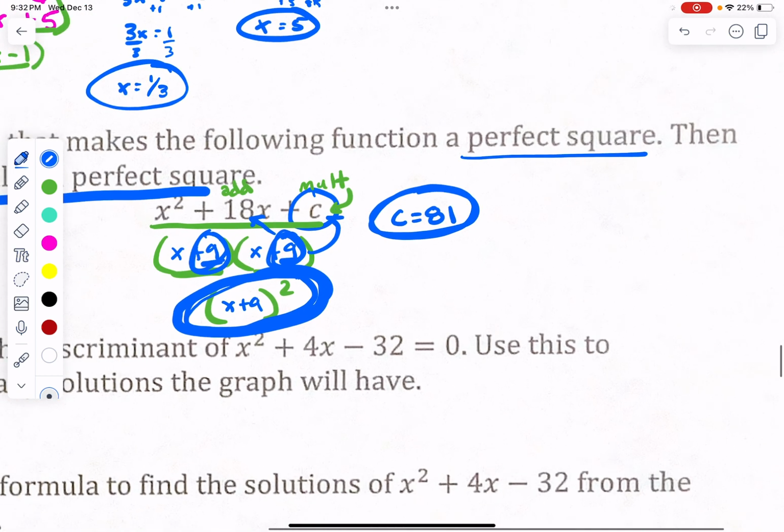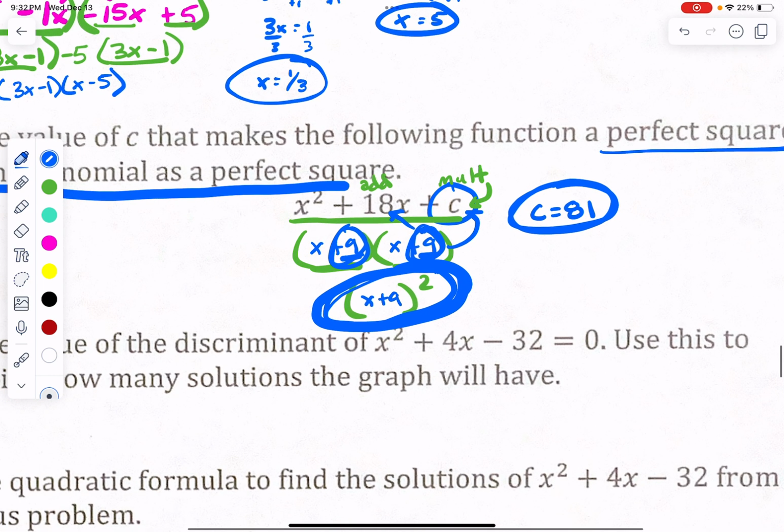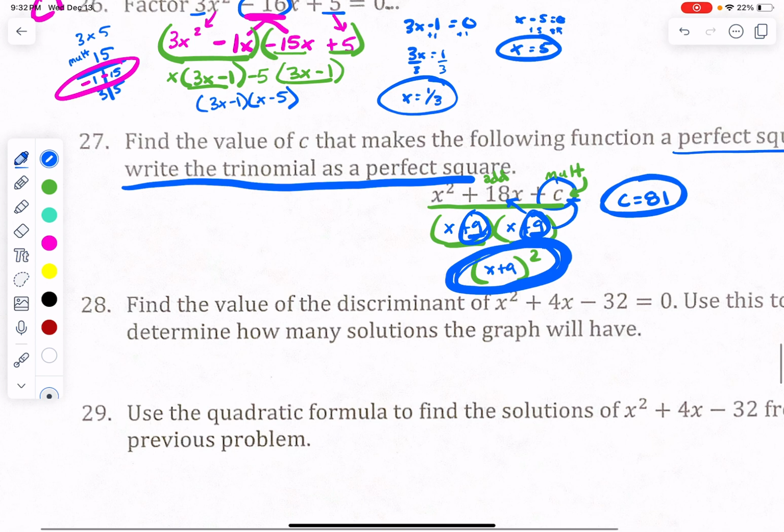So hopefully that made a little bit of sense. It's kind of like completing the square, but I'm not actually going to have you set it equal to something, whatever, okay? I won't make you do that, all right?